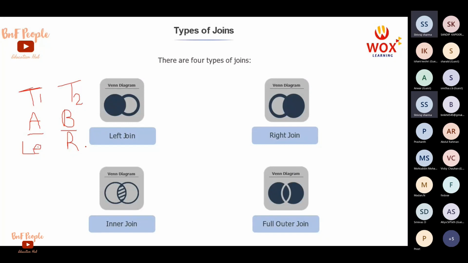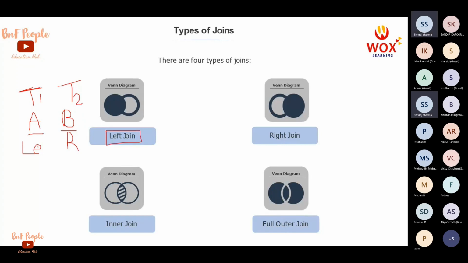You can understand it in another way also, that whichever table you inserted first is your table left, and the second table that you insert is your table right. Okay, so see, now what happens when you apply your left join.